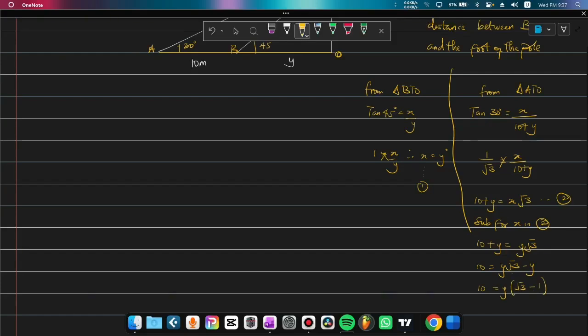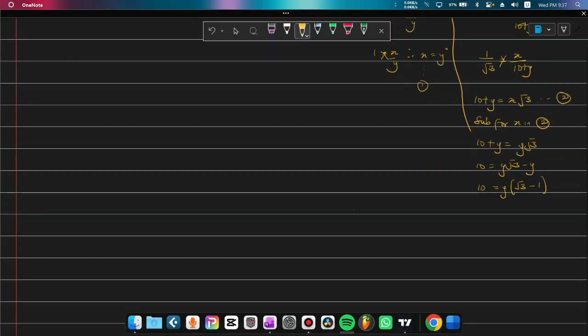How did I get this? If you remove y from y root 3, you're left with only root 3. And if you remove y out of y, that's y divided by y, you're left with 1. So we have y into brackets with root 3 minus 1. Now I can divide both sides by root 3 minus 1. Therefore, I'm going to be having 10 over root 3 minus 1 is equal to y.